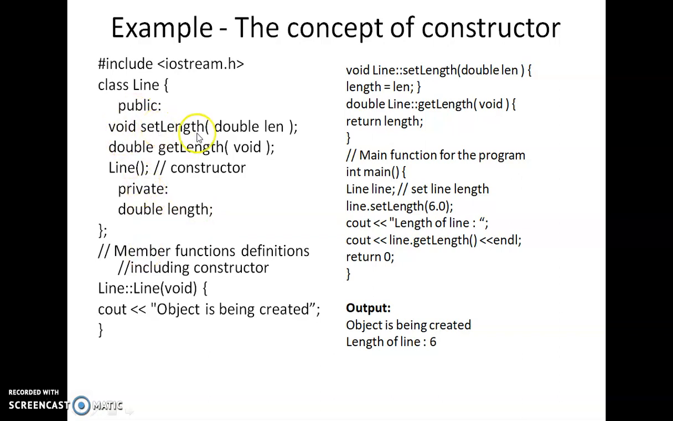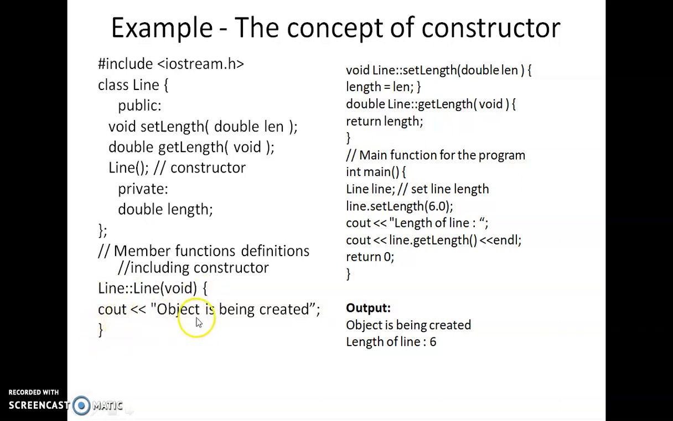Now, the body of each and every method we are going to write outside of the class with the help of the scope resolution operator, that is the double colon. That is what is called the scope resolution operator. So we have to write the class name followed by the scope resolution operator and the method name. So the method is defined.